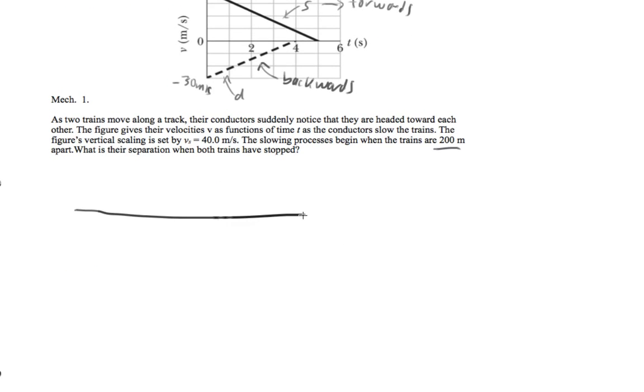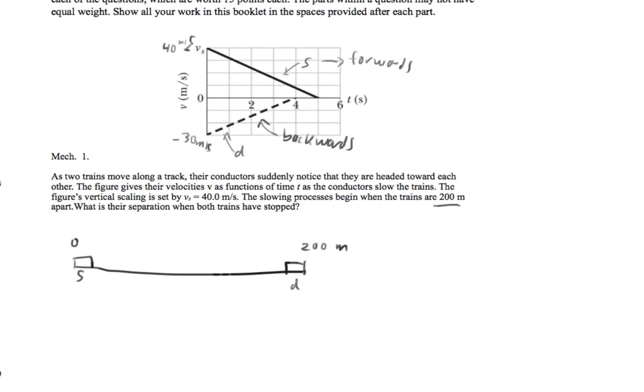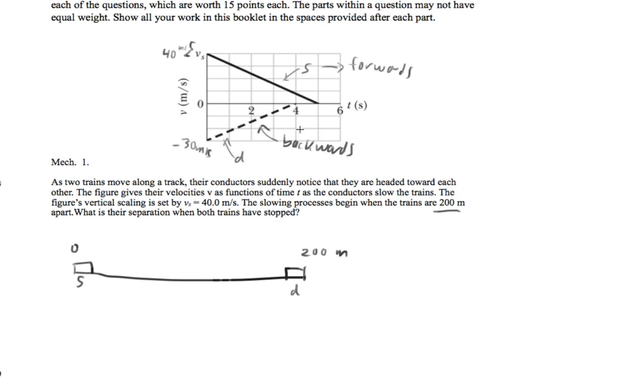We're told that they're separated by a distance of 200 meters, so here's the situation. I'm going to call this the solid train here, and the dotted train here. The dotted train is located at 200 meters. The solid train is located at 0 meters. What we're going to need are equations of motion for both of the trains, because they're separated by 200 meters, they've got their respective speeds, we're going to slam on the brakes, and we're going to see how far they're separated when they both come to a stop.